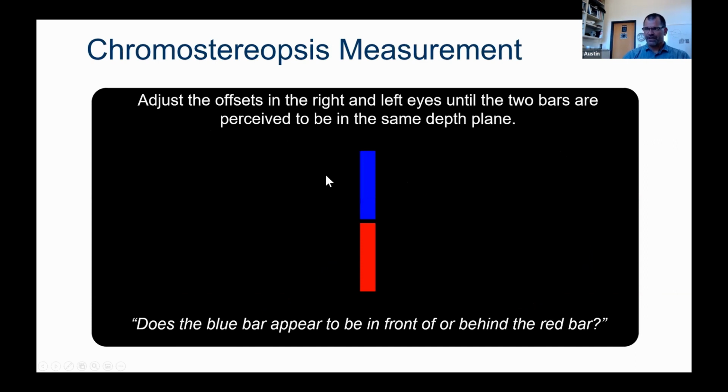And finally, a chromostereopsis measurement involves having the subject look at a blue and a red target, decide which one looks closer and which one looks further, and then the experimenter adjusts the offsets, the disparity between the red and the blue targets in the right and left eyes to find the position where the two bars are perceived to be in the same depth plane.